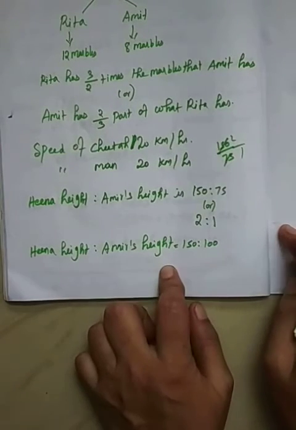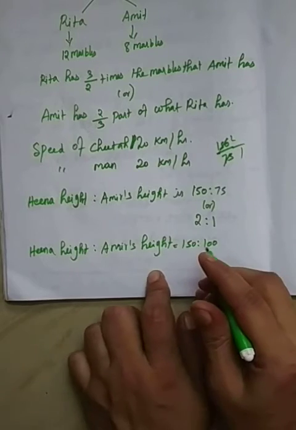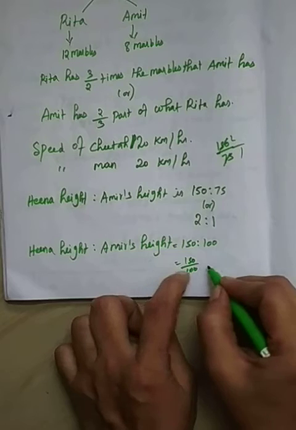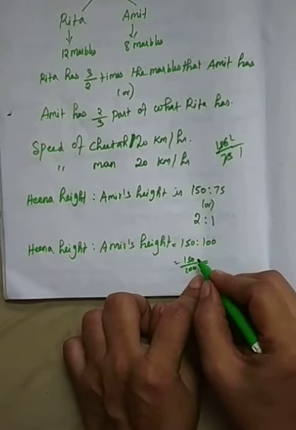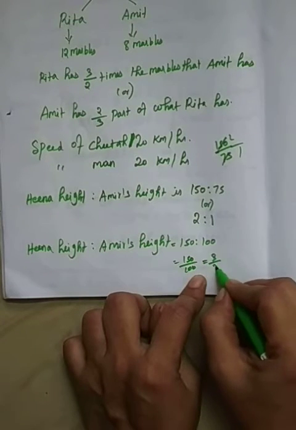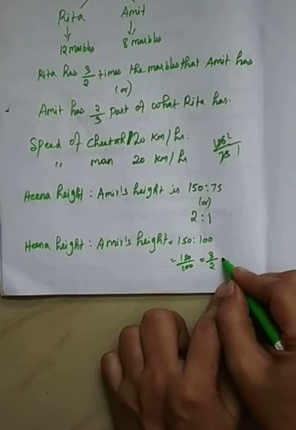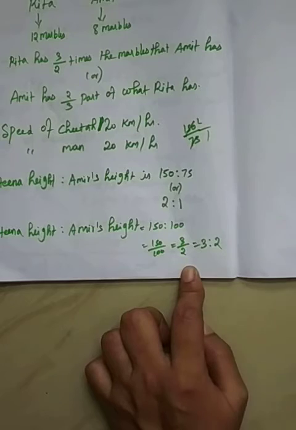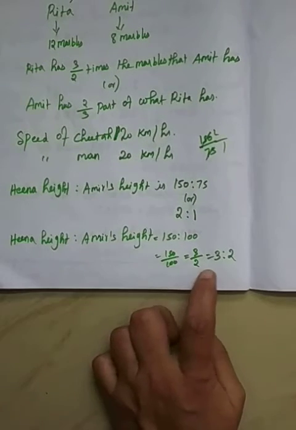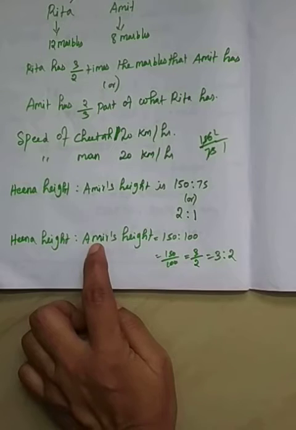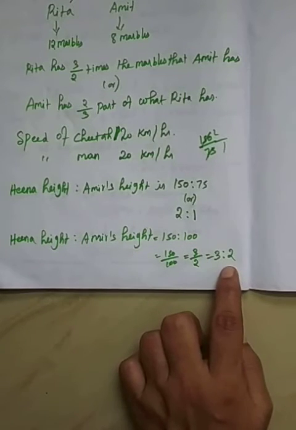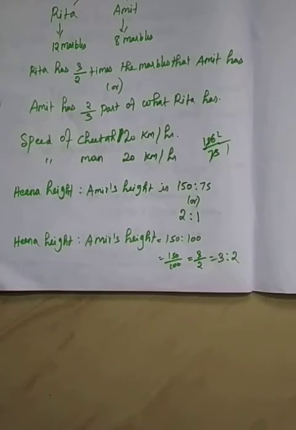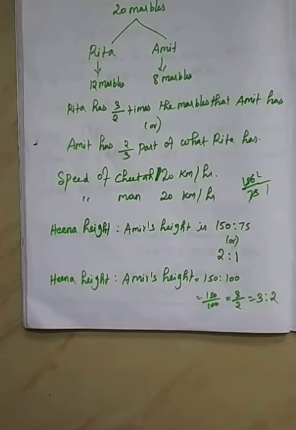So in this one, how can you write it? We can write 150/100. Simplifying, you will get 3/2. This 3/2 can be written in ratio format as 3:2. Clear? So Hina's height is 150, Amir's height is 100, and you will get the ratio 3:2.